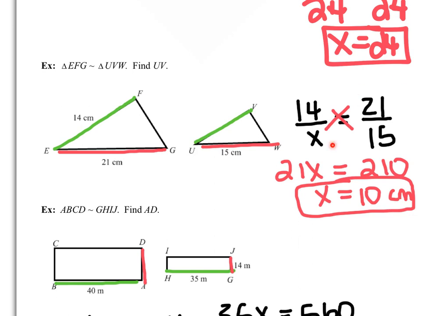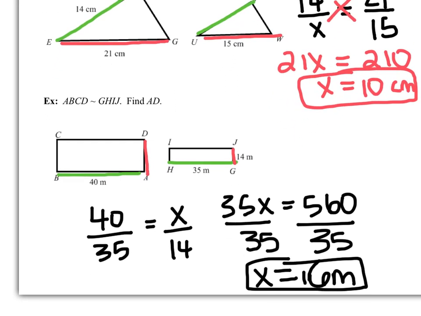Your proportion might look a little bit different, and that's okay. You might have x over 14 equals 15 over 21. You might have had the 21 over 15 first. If you look at what you're cross multiplying on your proportion, as long as you're multiplying 21 and x and 14 and 15, you're going to be fine. So you get 21x equals 210, divide both sides by 21, you get x equals 10 centimeters.